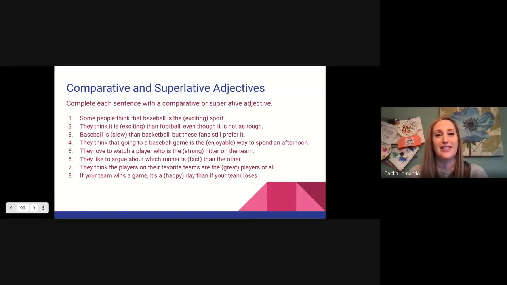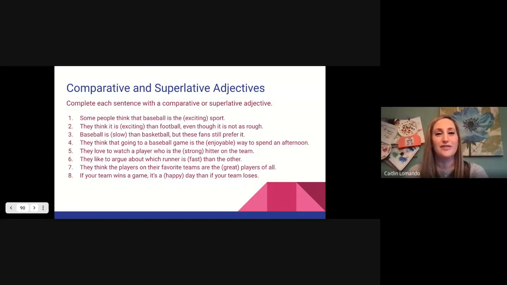Number 4, they think that going to a baseball game is the enjoyable way to spend an afternoon. So we're comparing going to a baseball game with every other single thing you could do. It is superlative, so are we going to add most or est to enjoyable? We would say the most enjoyable.